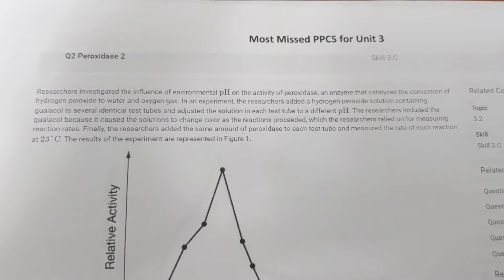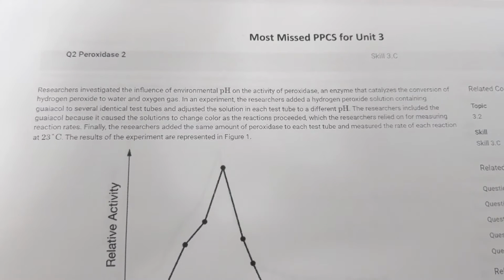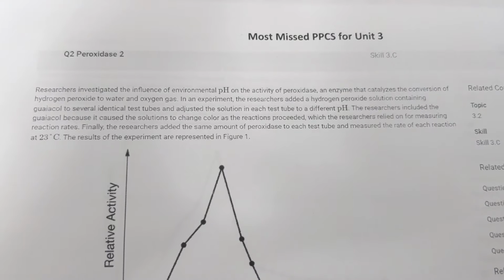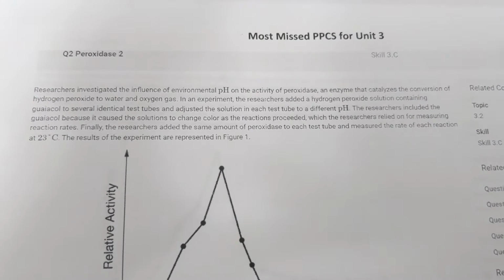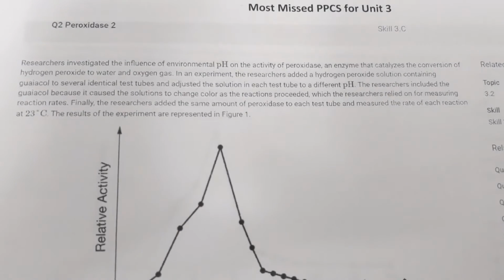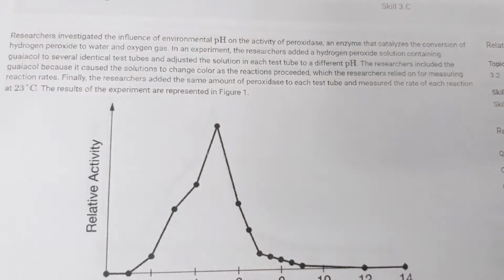The first question that the majority of us missed was this question on the peroxidase enzyme, and it's not that you guys don't understand enzymes. This is actually a question about negative control, and I think that's where the misunderstanding is.